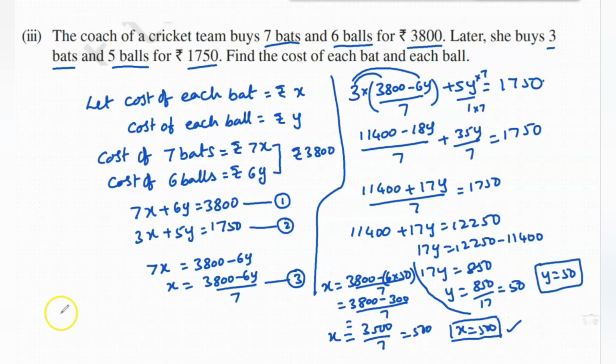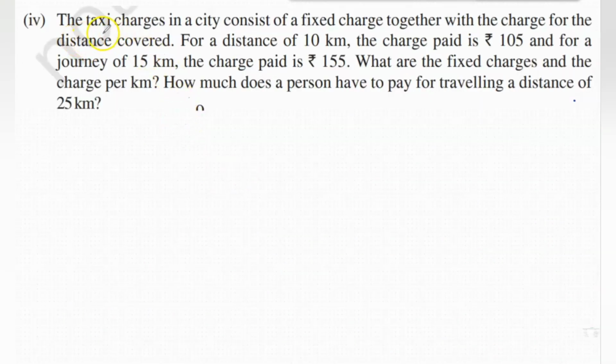Okay, so coming to question number 4. The taxi charges in a city consist of a fixed charge together with the charge for the distance covered. For a distance of 10 km, the charge paid is 105 rupees, and for a journey of 15 km, the charge paid is 155 rupees. What are the fixed charges and the charge per kilometer? Also, how much does a person have to pay for traveling a distance of 25 kilometers? This we can see afterwards.